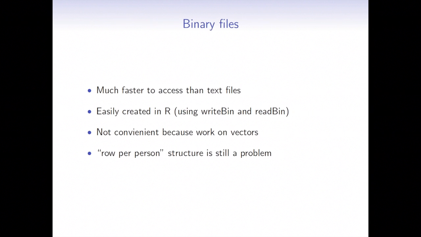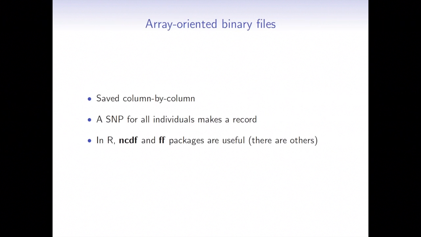So our proposal here would be to move to binary files, because we know that they are much faster, and you can easily create them in R using writeBin and readBin. But those files, the basic binary files, they work on vectors. And then again, we have a problem of row per person structure, because we will save it in a more efficient file, but still extracting blocks of SNPs will remain a computational issue.